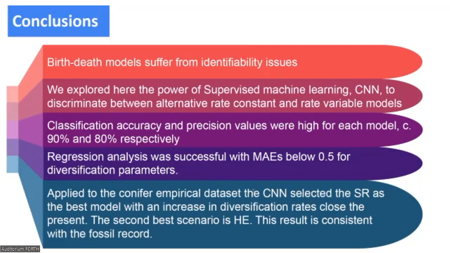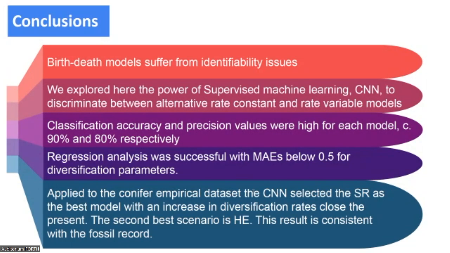As a conclusion, we can say that Verde's model suffers from identifiability issues. Also, we explored here the power of supervised machine learning, CNN, to discriminate between alternative rate constant and rate variable models. Classification accuracy and precision values were high for each model, circa 90% and 80%. And regression analysis was successful with mean absolute errors below 0.5 for the diversification parameters.